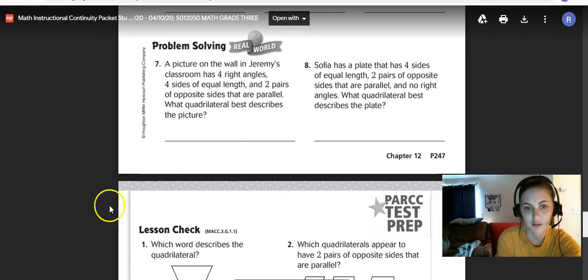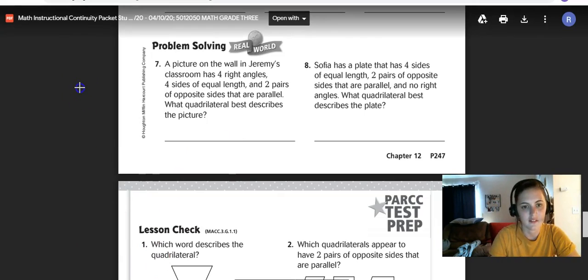Okay, so here's what we know. It has 4 right angles and 4 equal sides. So we're going to try our best to draw that out. I am not an artist, but I'm trying my best. So right there I can see I have 4 right angles, and it looks like all 4 of those sides are equal.